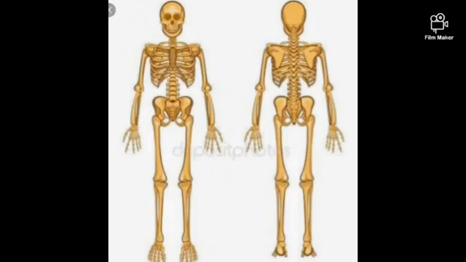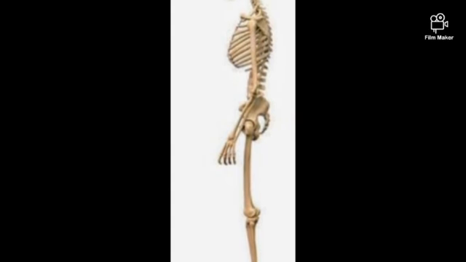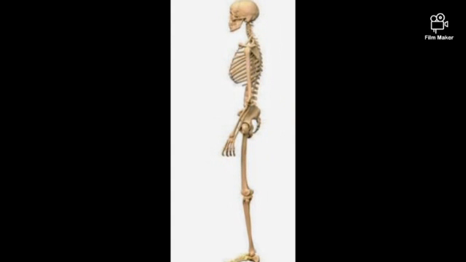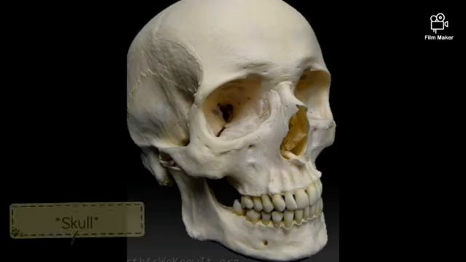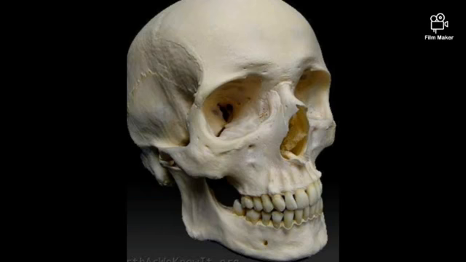Now our next topic is the structure of the human skeleton. You can also see on the screen the structure of the human skeleton. The human skeleton has four basic parts: the skull, the backbone or spine, the ribs and the limbs. Now we are going to study about skull, rib cage, backbone and limbs in detail. So we are starting with the skull. You can see the skull on screen also.